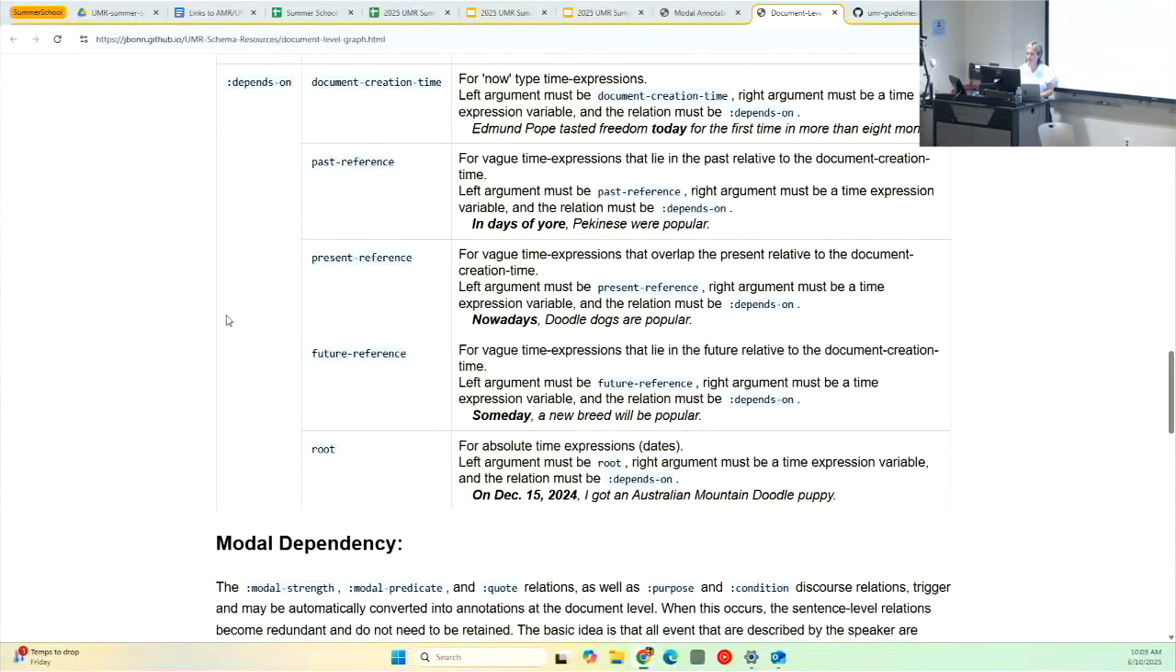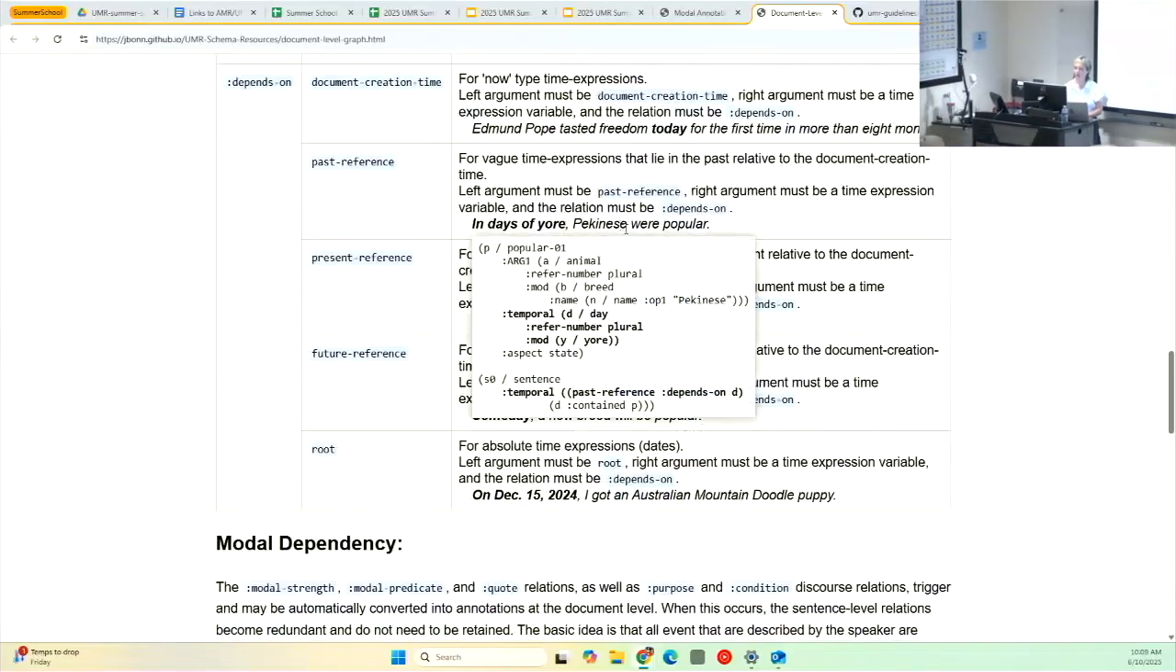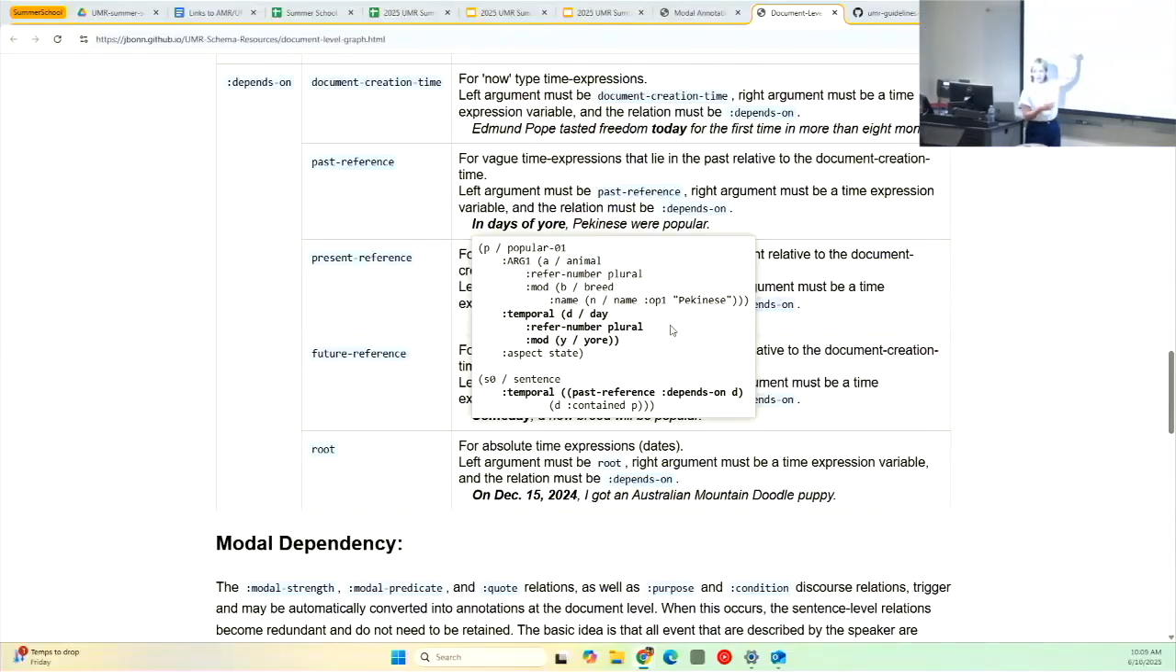So some examples of past reference, present and future. Days of yore, generally in the past. We can't really put that anywhere on the timeline other than past reference is before the document creation time. And present reference is going to generally contain the document creation time, and future reference is going to be after it. But you don't use these for anything other than vague expressions. It really does not come up very often.